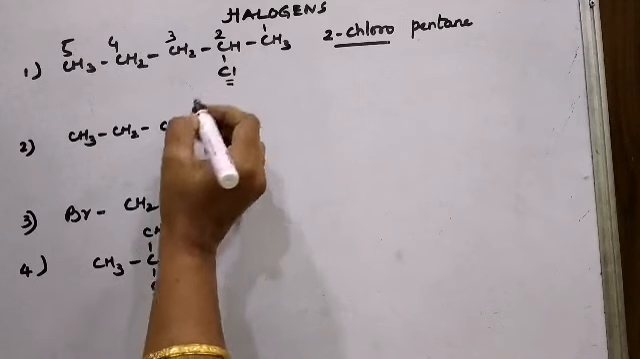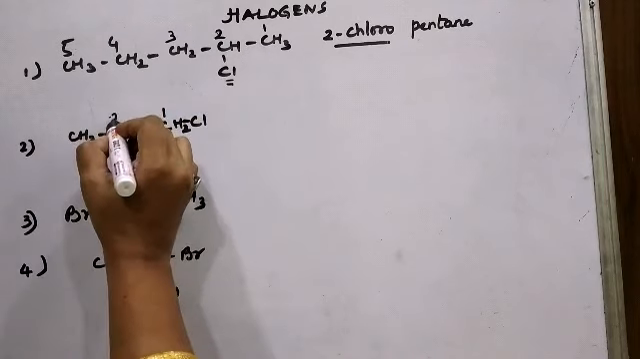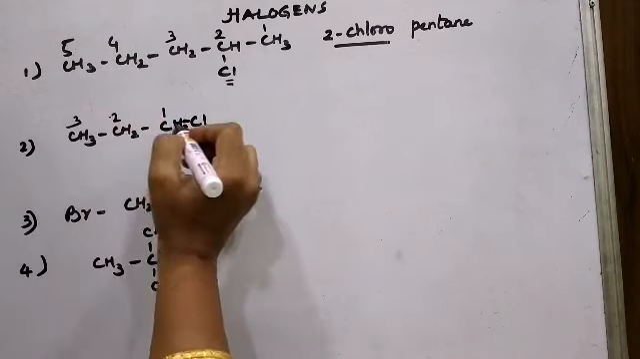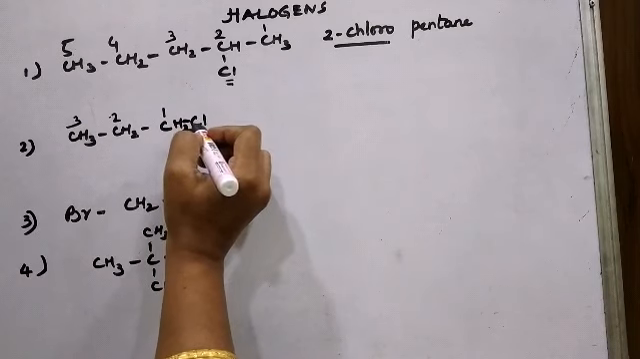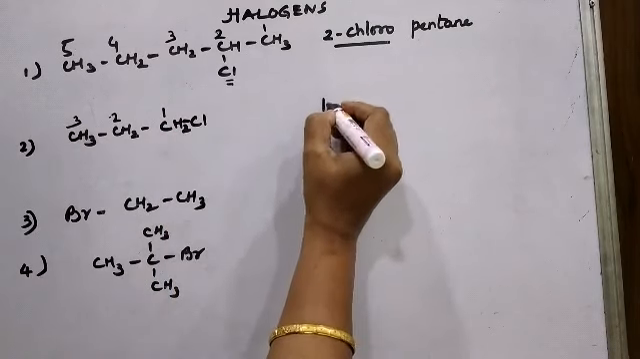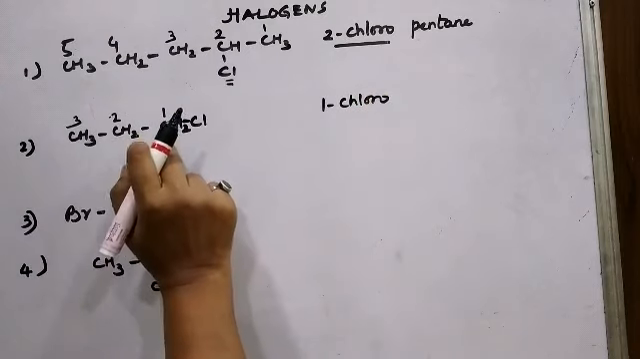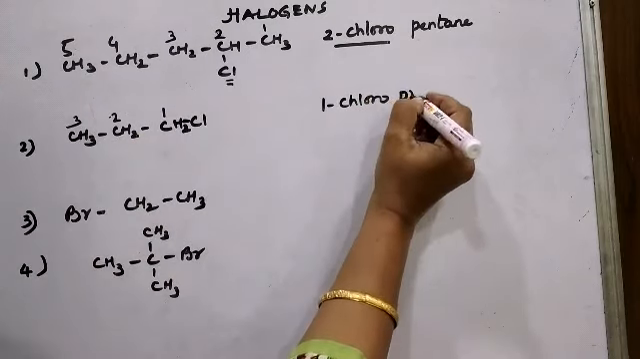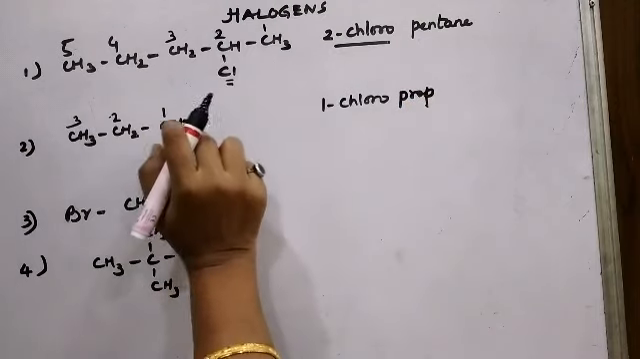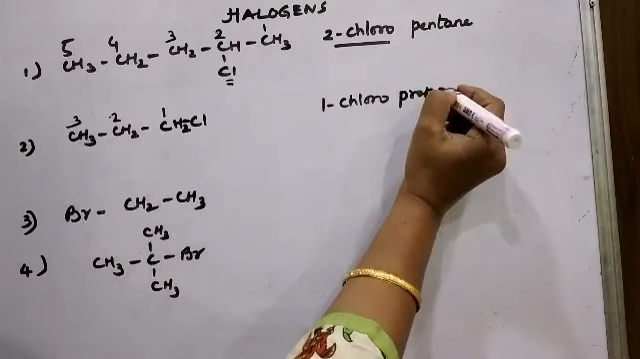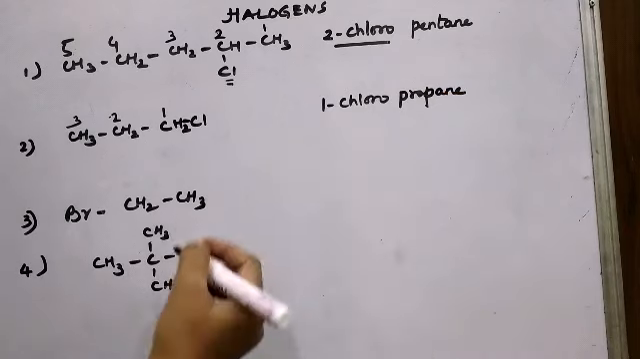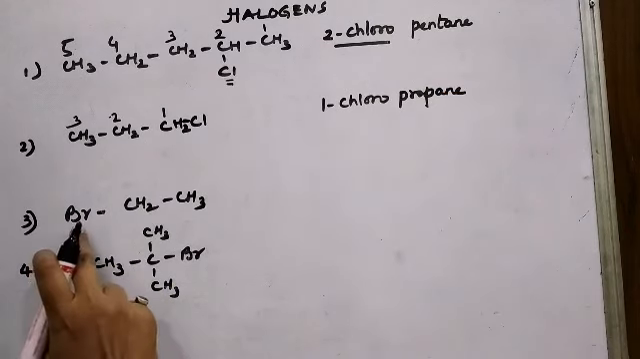So 2-chloropentane will be the IUPAC name of this organic compound. Next, CH3, CH2, CH2Cl. Assign the lowest number to the substituent. So the substituent is on carbon atom number 1. So I can write it as 1-chloro, or I can write it as chloro also. There are 3 carbon atoms in the straight chain. The root word will be prop. And it's an alkane because you can see carbon to carbon single bonds. Therefore it will be 1-chloropropane. Next, third.